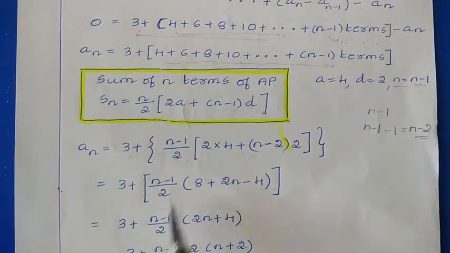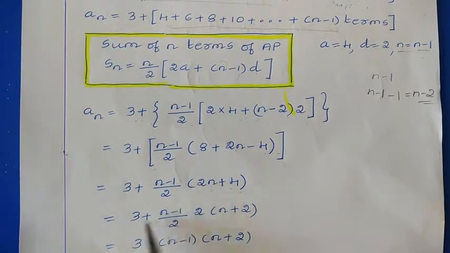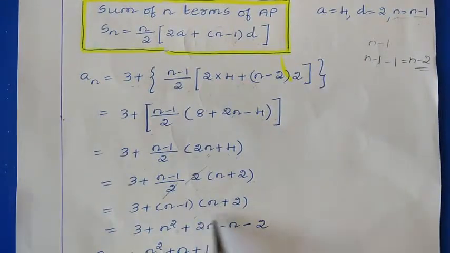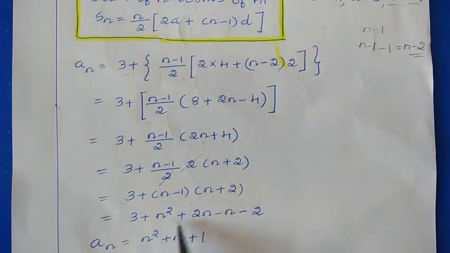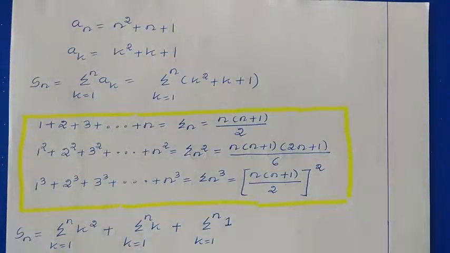So we have here 3 plus n minus 1 divided by 2 into 2n plus 4. So from this we can take 2 out. So 3 plus n minus 1 divided by 2 into 2, that is n plus 2. This 2 and 2 will get cancelled. So we have 3 plus n minus 1 into n plus 2. Multiply this with this. So we have 3 plus n square plus 2n minus n minus 2. So we have the final value, that is the nth term, an is equal to n square plus n plus 1. See, now here we got the nth term.